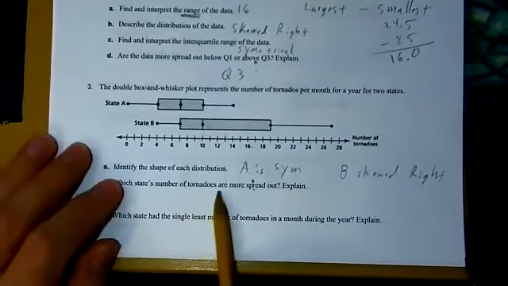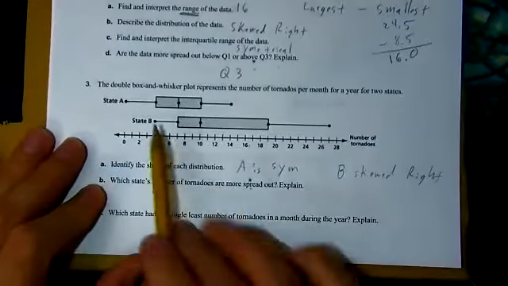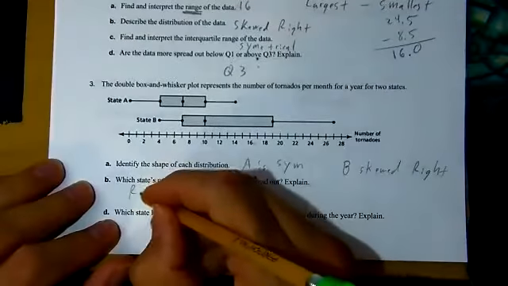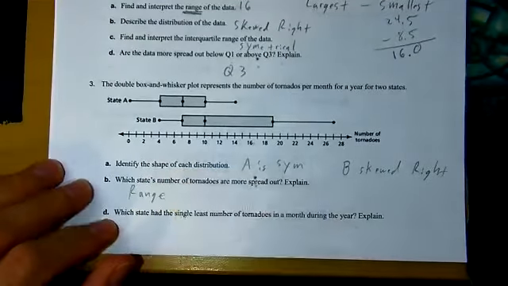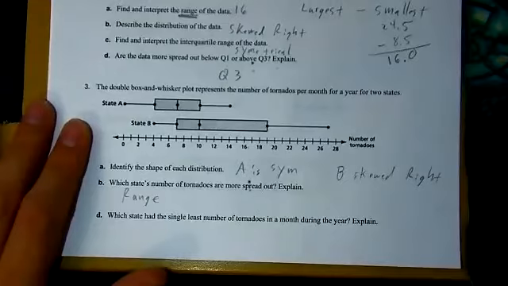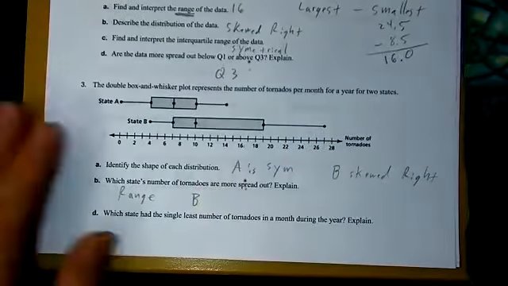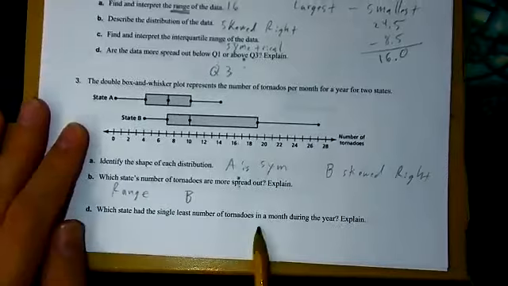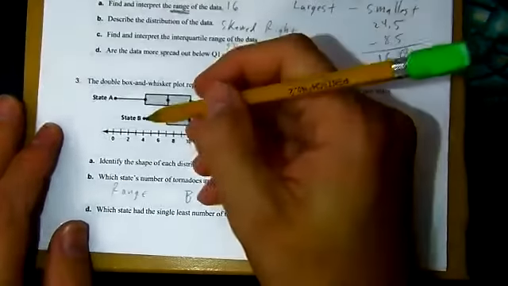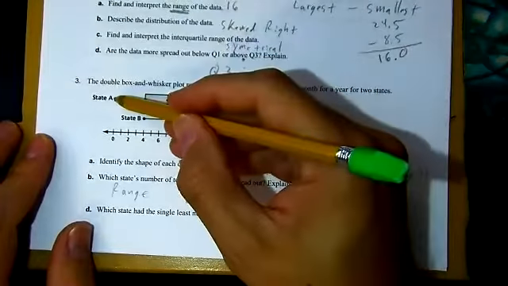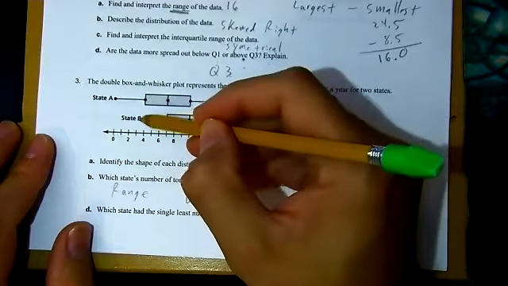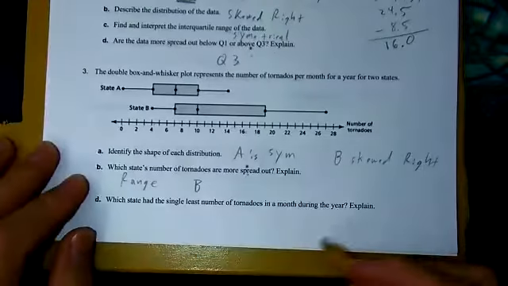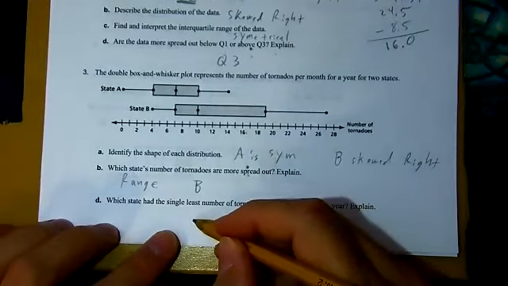Which state's number of tornadoes are more spread out? So they're talking about the distance, the range. So that's a range question. They just don't use the word range. You have to interpret that. So obviously it's state B. Which state had the single least number of tornadoes in a month during the year? So that's where you go to your minimums. So A's minimum was 0, B's minimum was 4. So A had the least number in a month, which was 0.